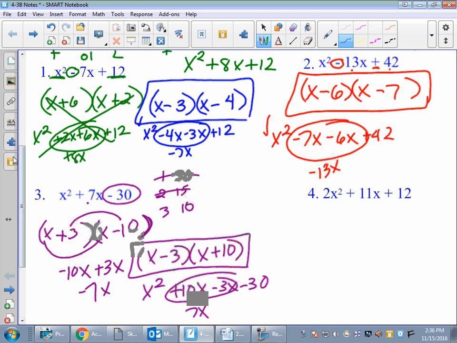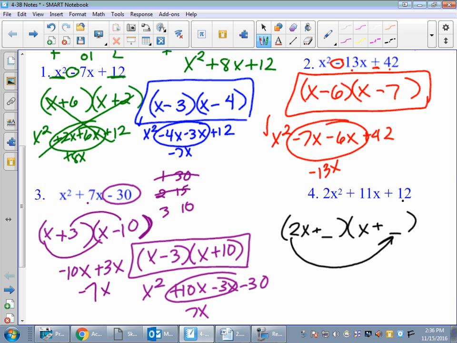Guess and check gets really difficult when you have a 2 out in front or a number out in front. So we'll try this one, but we won't spend too much time on the guess and check with these. So to get a 2x squared, I know one of these has to be a 2x and the other one has to be an x. It's just figuring out which one is the 2x and which one's the x. And I know I need to make 12 when I multiply these two numbers and add up to 11. But that 2 out in front is going to double every number that I multiply by it. So when I do my outer dimension, it's going to get twice as big. So I want to put half the amount in there to adjust for that.